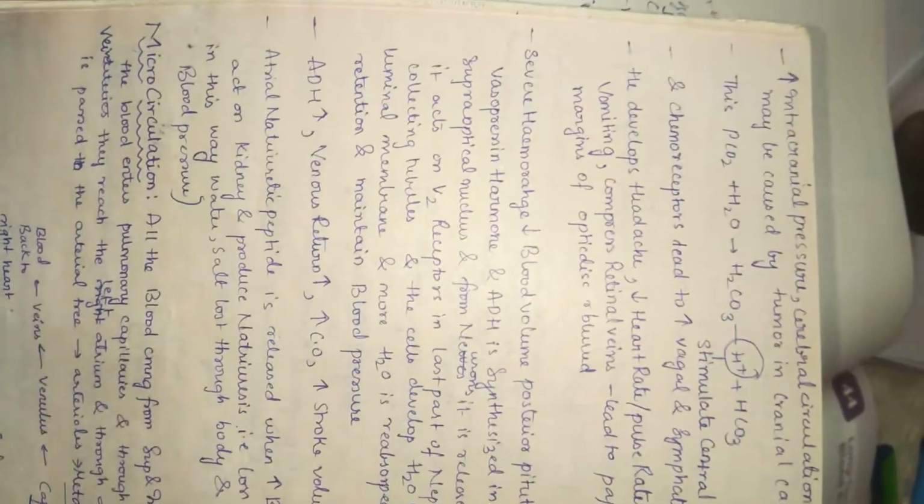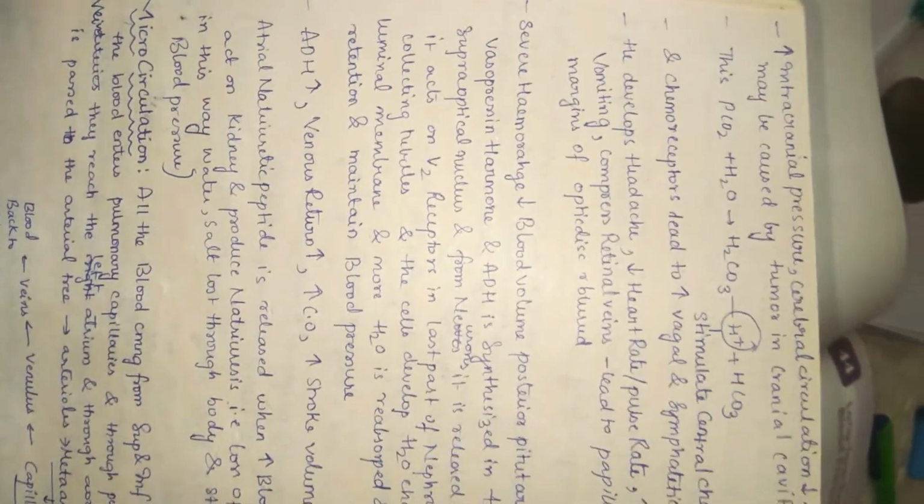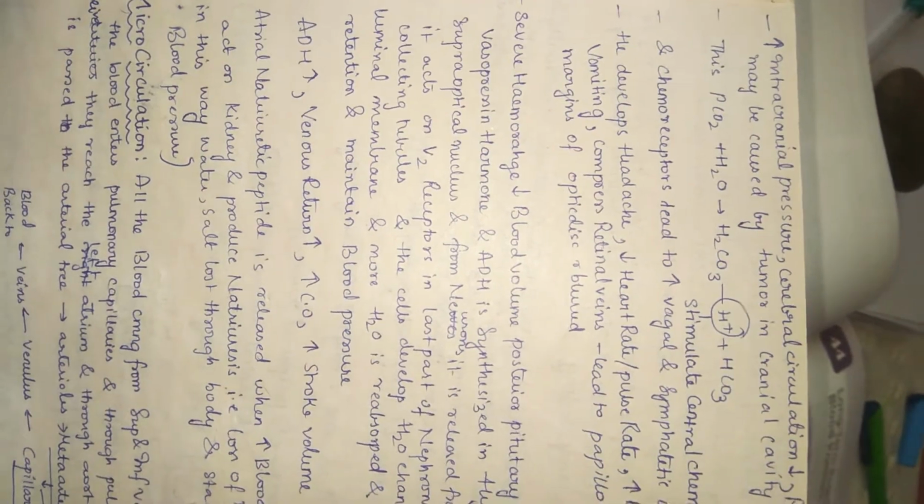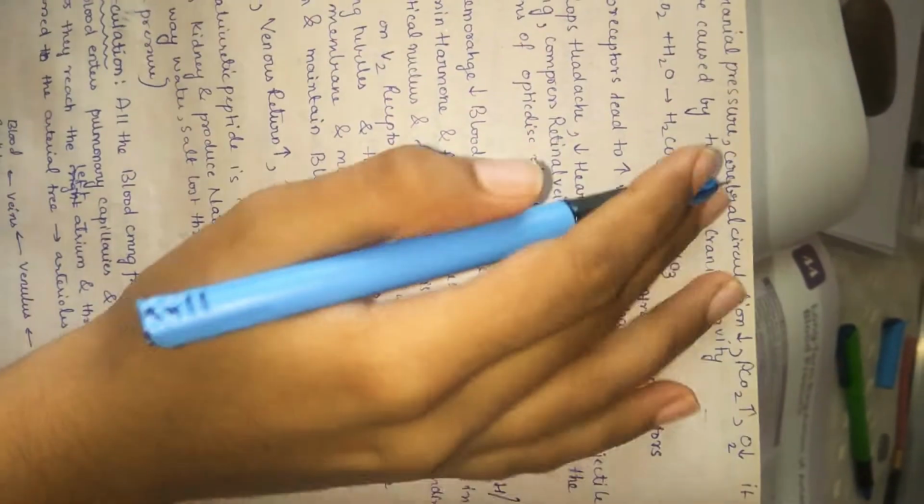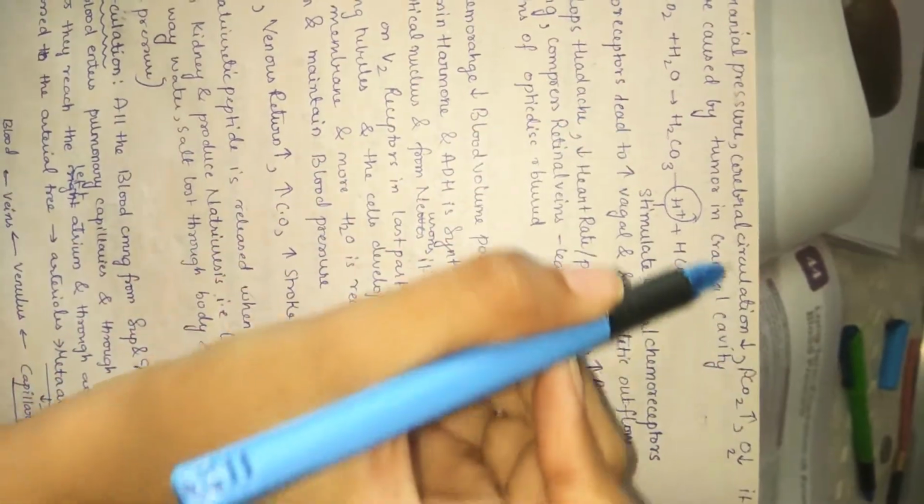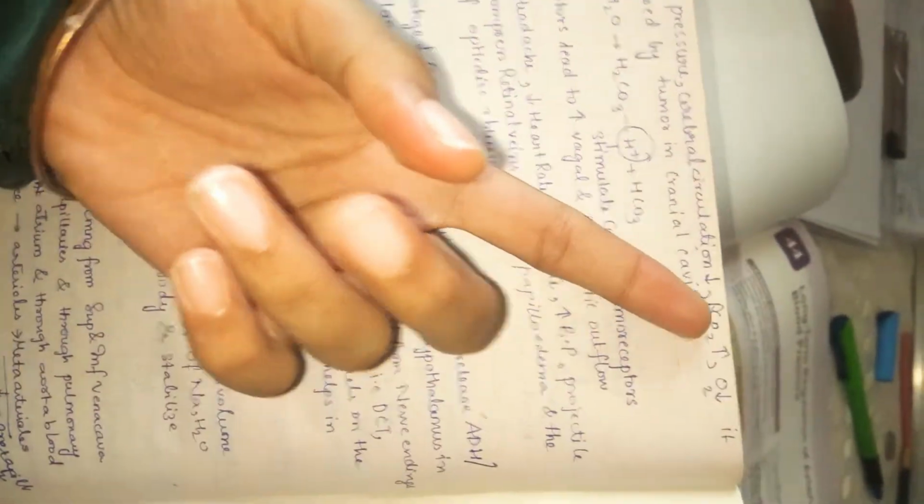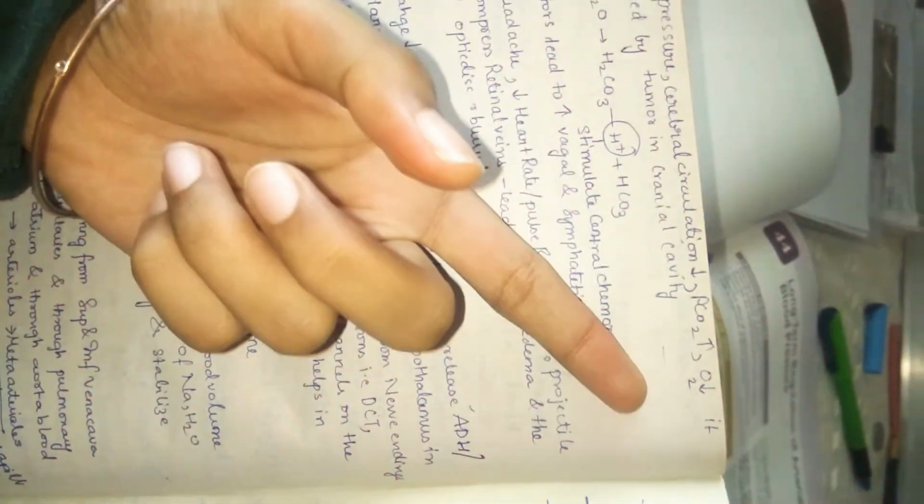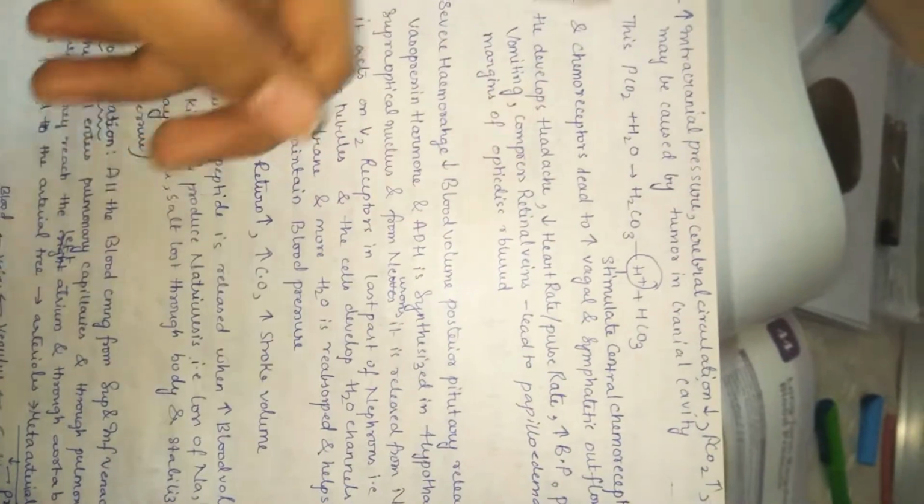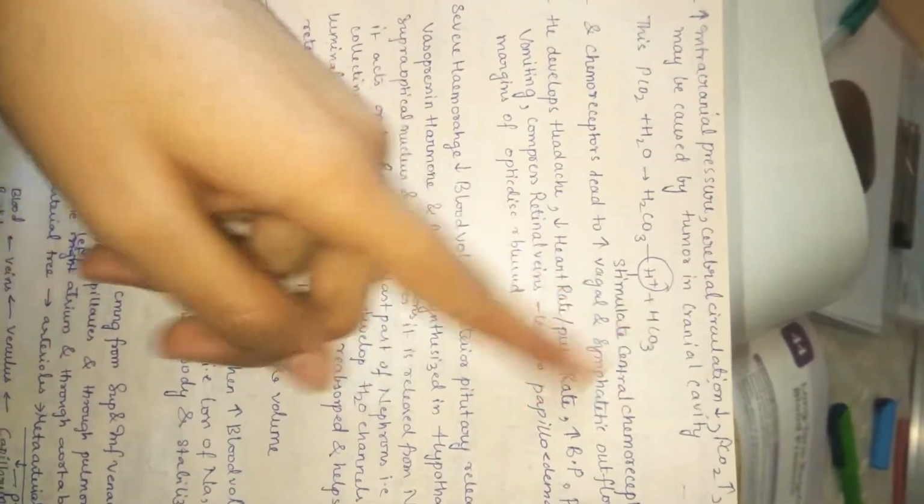Next we come to the increase in intracranial pressure. Intracranial pressure may increase because CSF pressure is increased, so cerebral circulation is decreased, mainly in CNS ischemia. CNS ischemia means whenever the blood flow to the brain decreases, the carbon dioxide level increases and oxygen decreases there. It may be caused by a tumor in the cranial cavity.